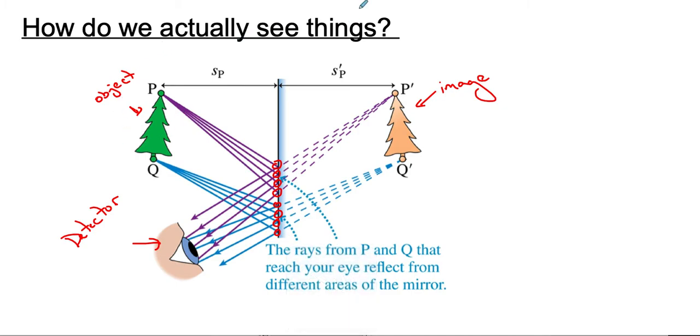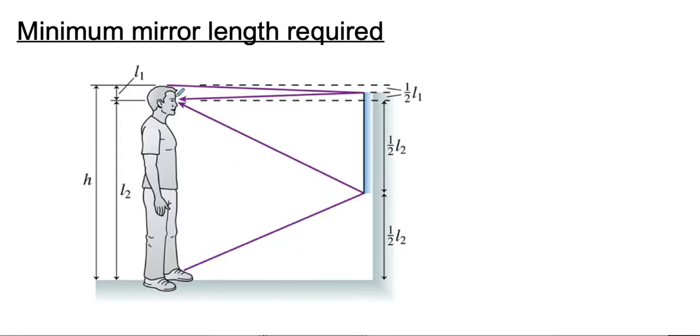All right, so how much of a mirror do you actually need to see an object? What if we got rid of this whole section of the mirror? Would we still be able to see this object? Well, as it turns out, yeah. In order to see everything you need to see in a mirror, it's based off where the detector is. Where is your detector?